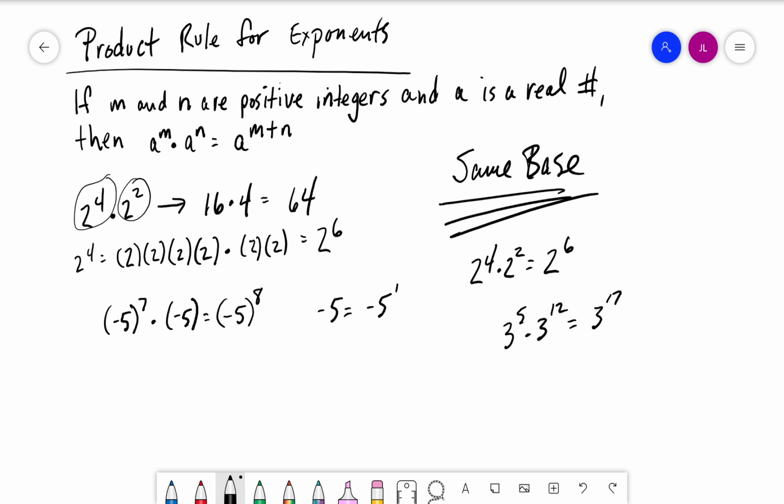So remember, we have to have the same base. So something like a squared times b squared, we can't do anything with that. That is as simplified as we can make it. That's about all we can do.